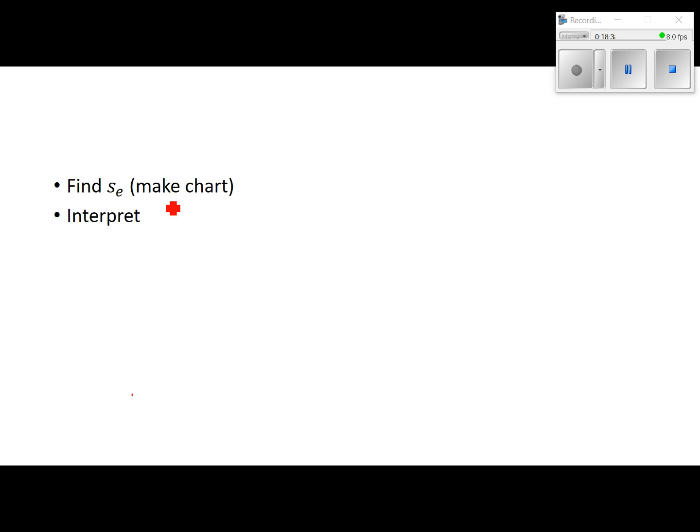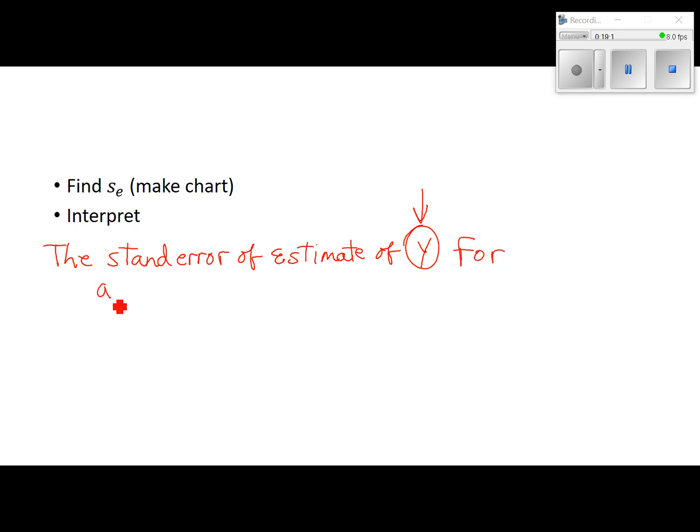All right, for standard error, once you have your standard error and everything to interpret it, it's just going to be the standard error of estimate of, and you stick in whatever Y is, whatever they're telling you that Y stood for, a specific, and then you put in whatever they tell you that X stood for, is about, and then you give the number that you got when you did the standard error formula. So that's how to interpret the standard error of estimate. That's the sentence that you use.